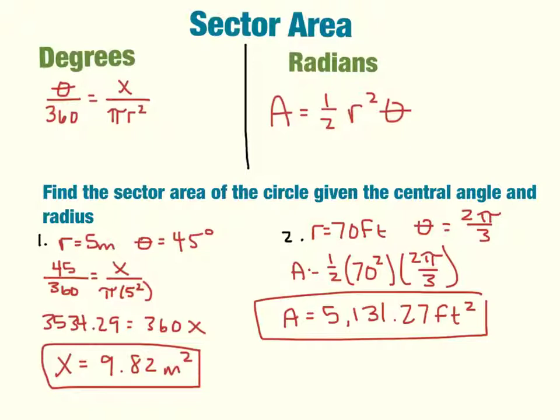So we can use either method to solve for the sector area of a circle. And if you just like one of the methods, you can just convert from radians to degrees or from degrees to radians and solve with either equation.